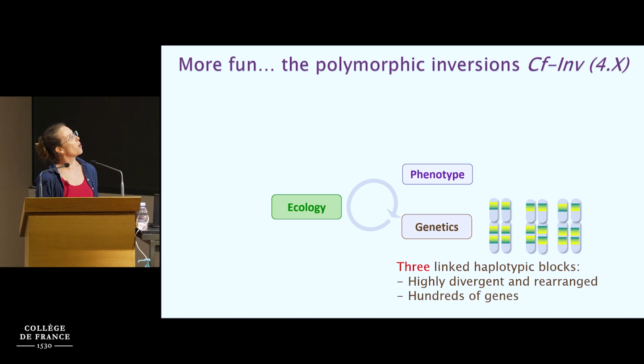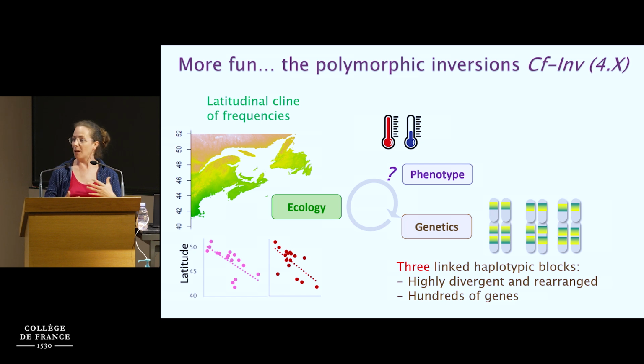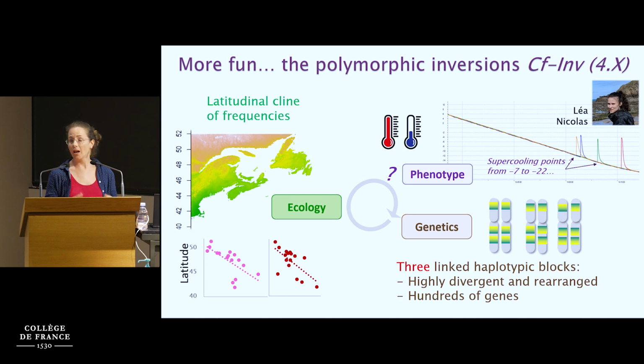I was hoping I could tell you more about the next step in this system. We found 3 linked haplotypic blocks on chromosome 4, so more polymorphic inversions. And the cool thing about them is that they are showing a very strong cline with latitude. So we suspect, of course, that they are involved in adaptation to temperature. But that's what we are testing at the moment. Leah Nicola is my student in Meister, and she's measuring the supercooling point, the temperature at which the fly freezes. There is a lot of variance, but so far it seems that our inversion does not explain that. So she's measuring other traits now, and I would like to really follow the seasonal variation and cline in Europe.